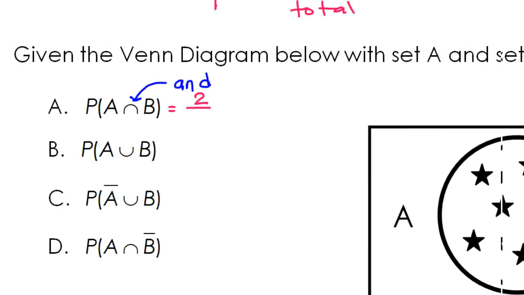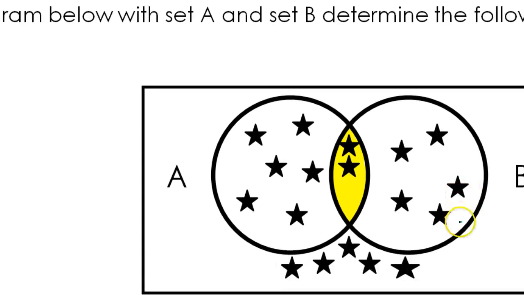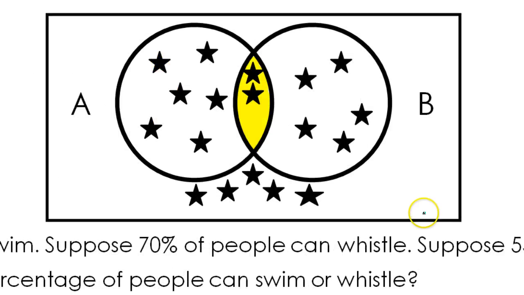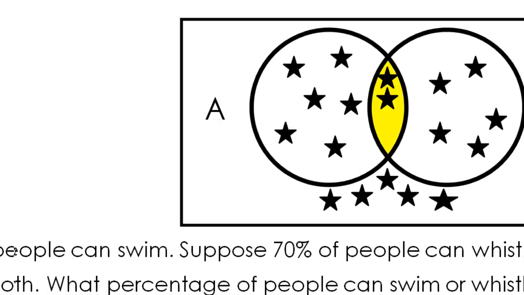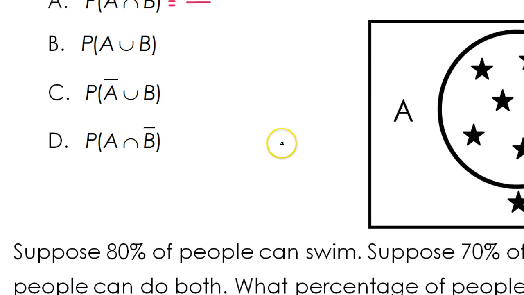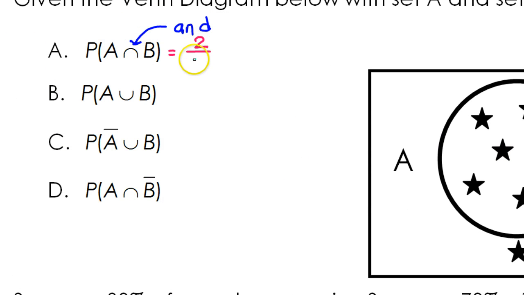Alright, now the total, we have to count them up. This rectangle represents the whole universe. So let's just count them all. So I've got 1, 2, 3, 4, 5, 6, 7, 8, 9, 10, 11, 12, 13, 14, 15, 16, 17, 18. So there's a total of 18 outcomes in the universe. So that's going to be target over total, which will be 2 over 18. So that would reduce down to 1/9.